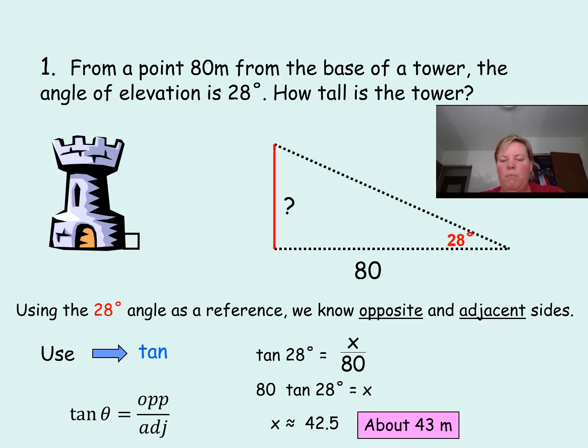Now, because it's a word problem, I need to think about my rounding. So it's about 43 meters tall. The reason I've chosen 43 is because this one here was 80, which is a whole number, so I'm going to use a whole number for my answer as well. Notice I've also got the unit on the end. That's really, really important, isn't it? My right angle didn't move, so let's just pop the right angle in, in case you're wondering. There we go, it got stuck over by the tower. Let's have a look at the next one.